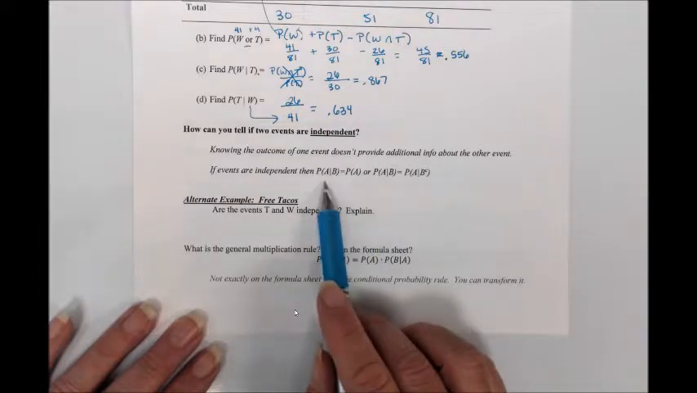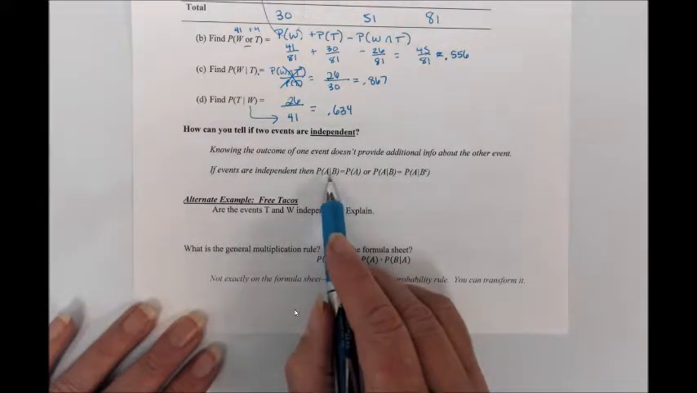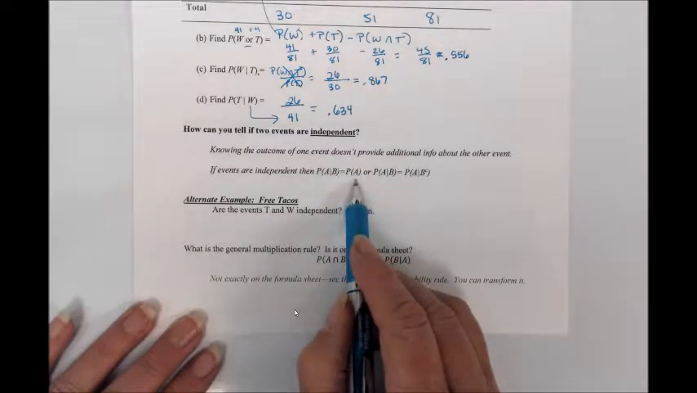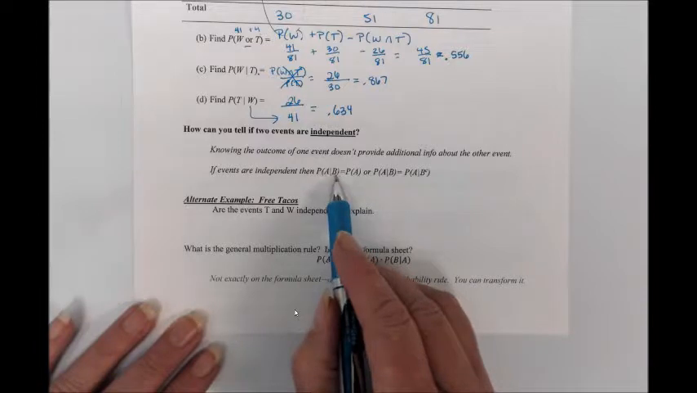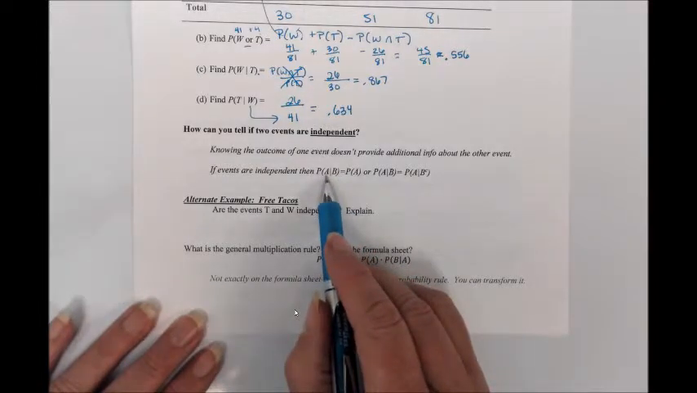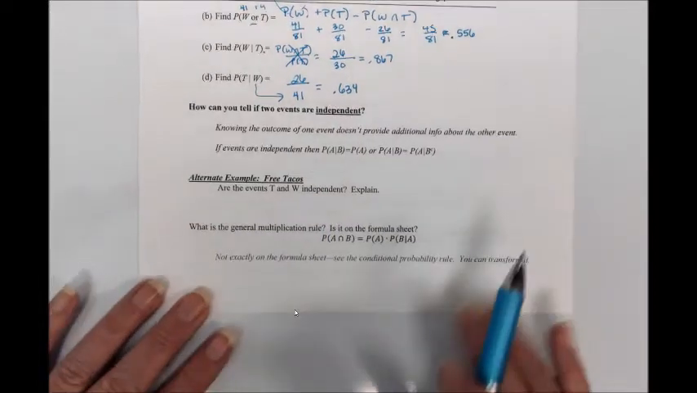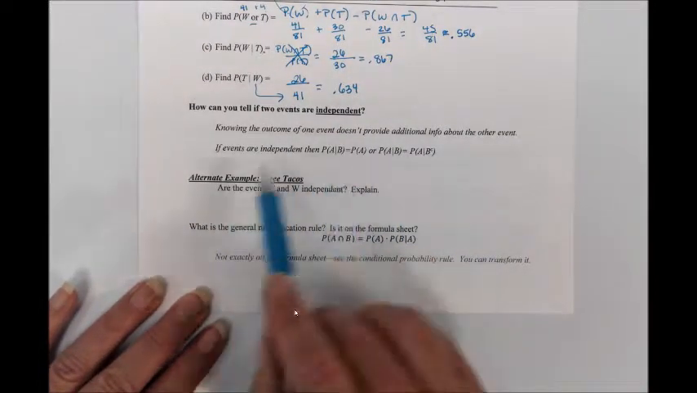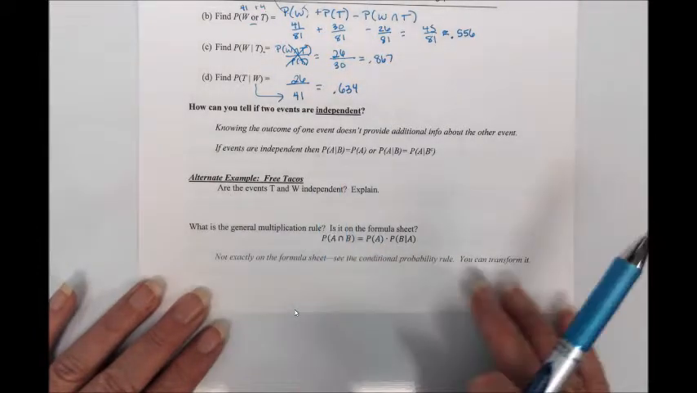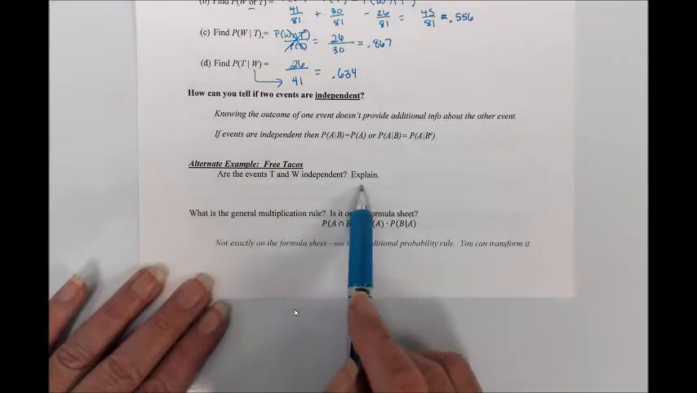So think about it this way. This is conditional A given B, and then this is just event A. Well, if they're independent, then B occurring has no effect on A, and they should be equal. You can also prove that A and B is just them multiplied together, but I think this is the one that goes. So are T and W independent?